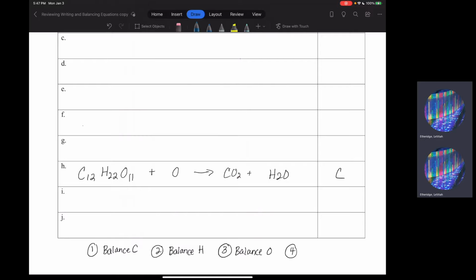So on one side, we have 12 carbon. So I'm going to need 12 here to equal my 12 on the other side. I have 22 hydrogen. I'm going to need 22 hydrogen, so that is 11.